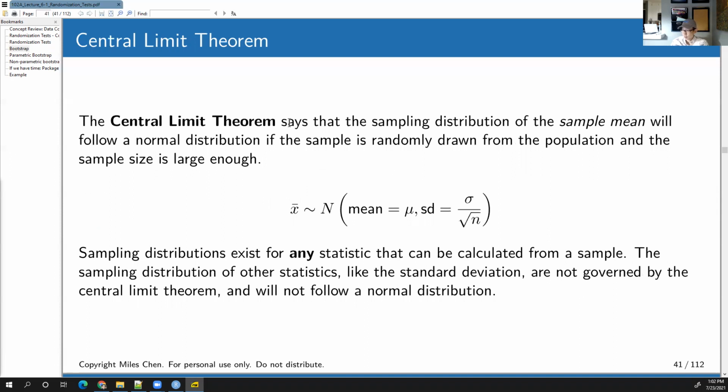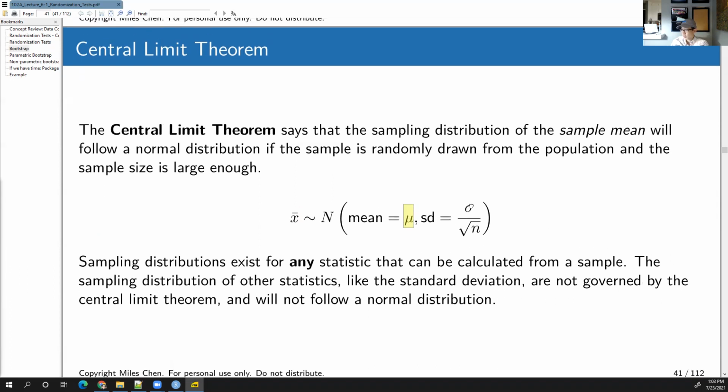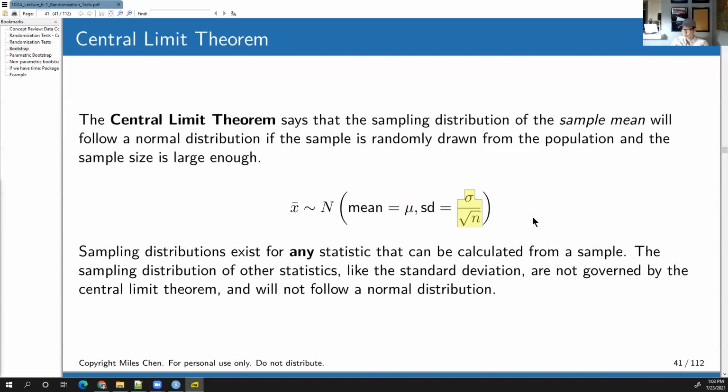The central limit theorem says that the sampling distribution of the sample mean comes from a normal distribution. The mean is going to be equal to the population mean, and the standard error is going to be equal to sigma divided by the square root of n. And one key idea of the central limit theorem is that no matter what the actual population looks like, it's going to follow this as long as your sample is large enough.